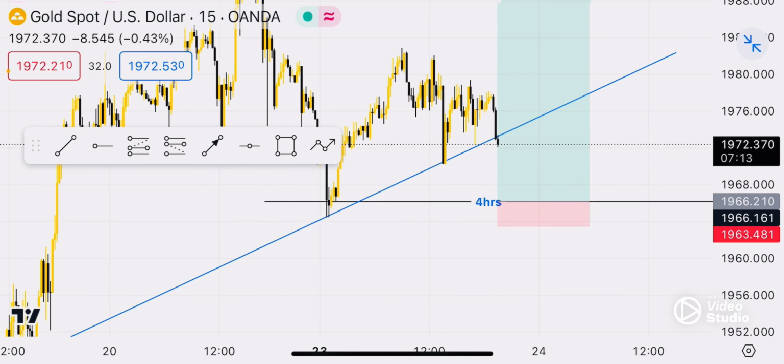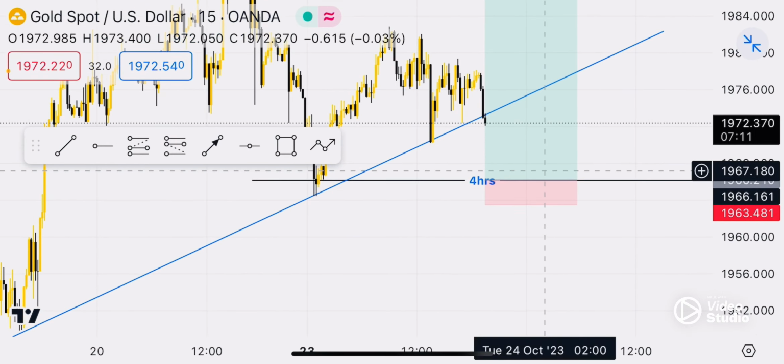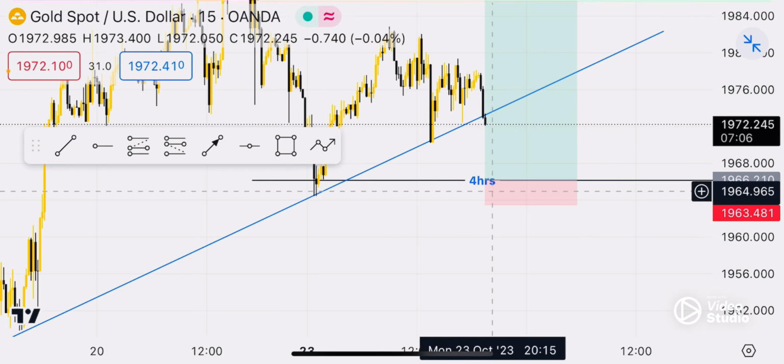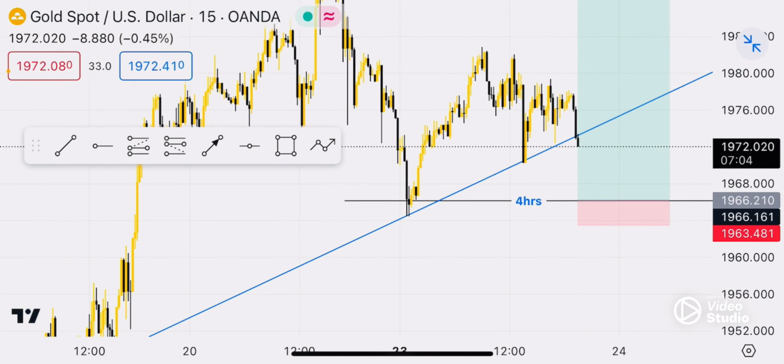We can see the market is not really respecting that trend line, because it's almost New York close. I'm expecting a tap here and then boom to the upside.